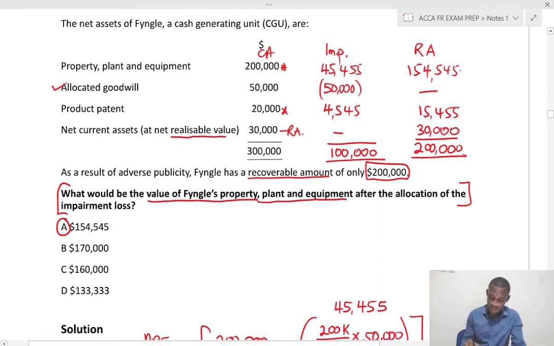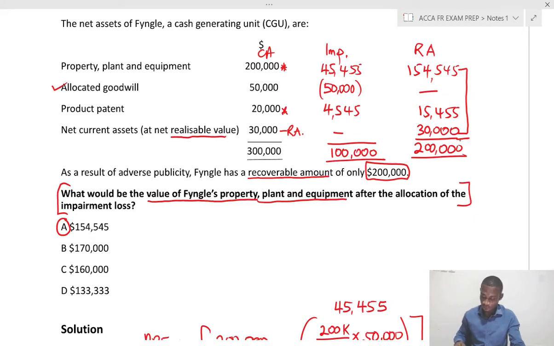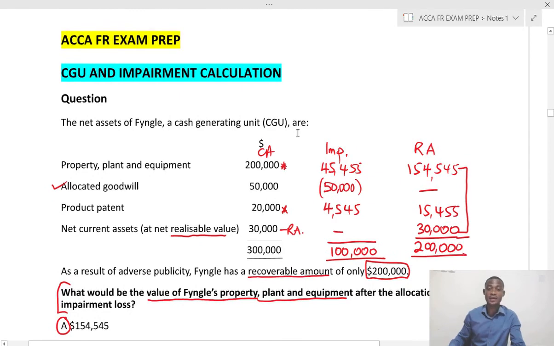What I want to show you is that if you add up all these figures, it should give you 200. So let's try: 15,455 plus 154,545 plus 30,000. That should give us 200,000. You can check it to confirm. It is the reason we're saying that the recoverable amount should be the balance after taking out any impairment. So this is how we answer the impairment allocation for a CGU.